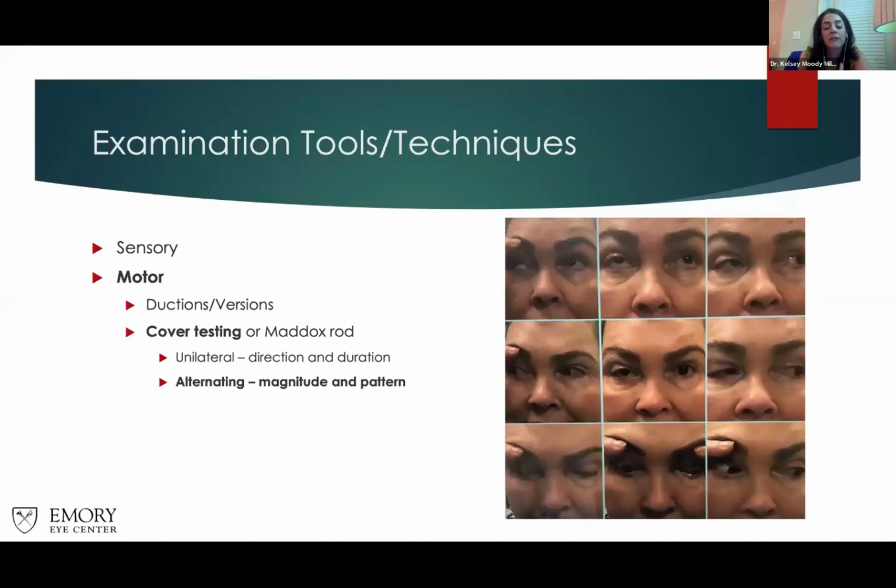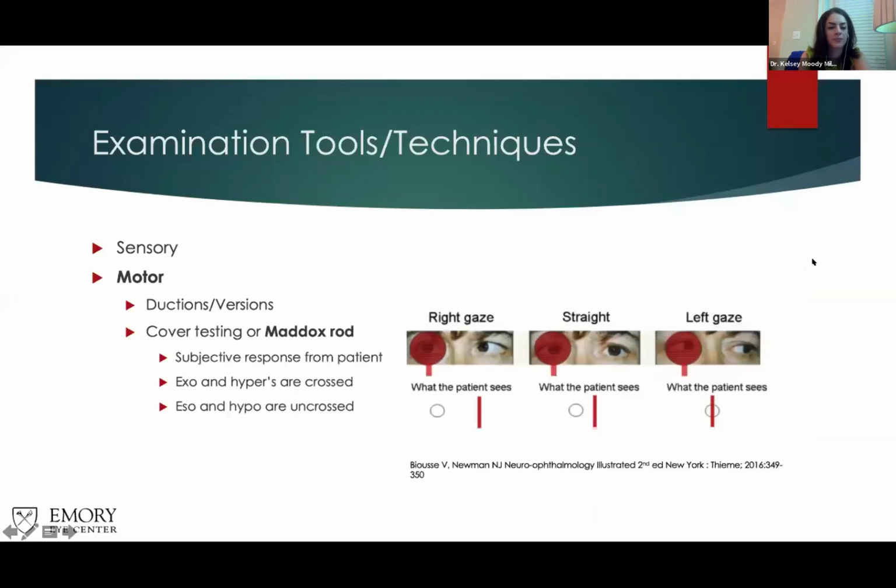Again, when you're looking for these patterns, that's what we want to do next. And we're only going to do that with an alternating cover test. When you're looking for these patterns in different positions of gaze, really doing a unilateral cover test doesn't give you any useful information. So just an alternating cover test here.